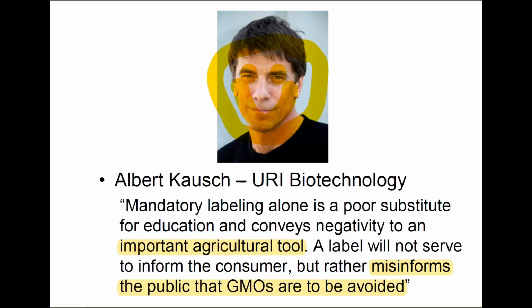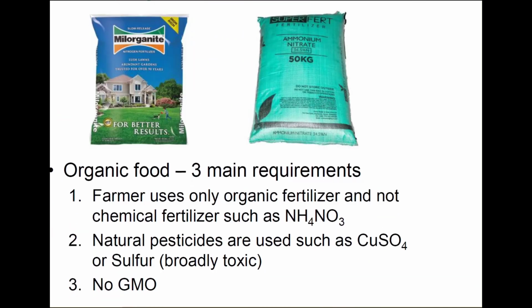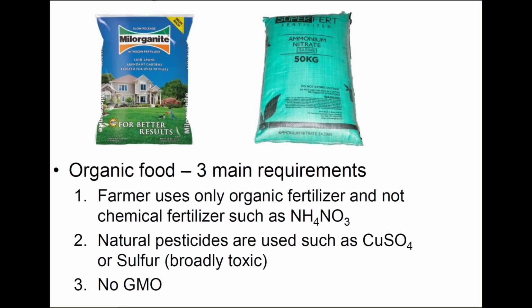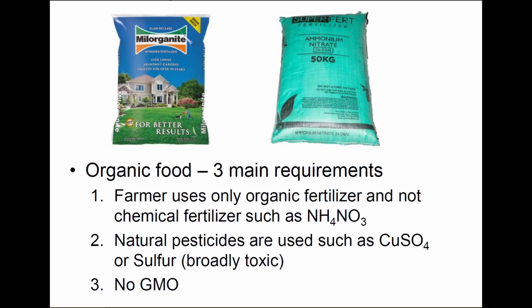And organically grown has the following criteria. The farmer uses only organic fertilizer and not chemical fertilizer, such as ammonium nitrate. This is considered inorganic and not natural. Okay? Where do I talk about Haber-Bosch?